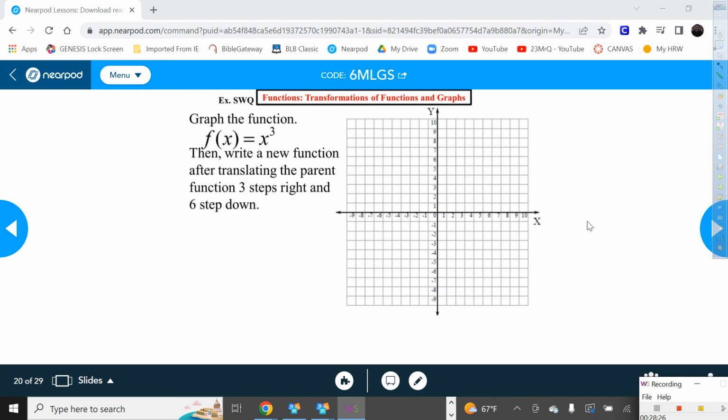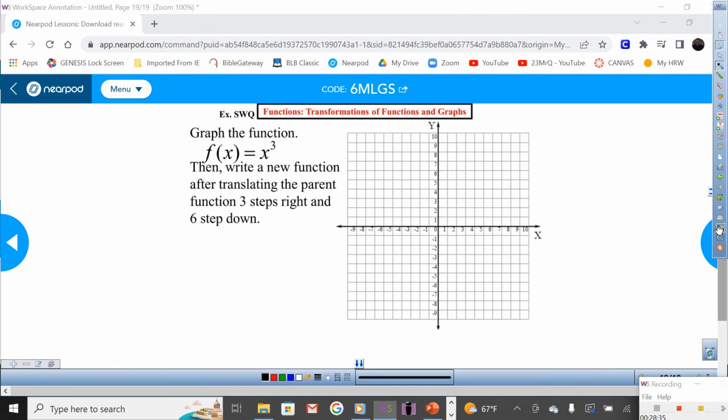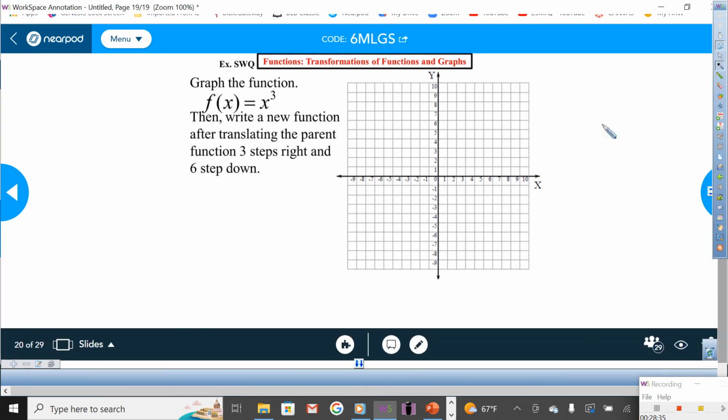Let's graph this together. The first 2 points you're going to plot: by now you should know it's 0, 0, and 1, 1. Now how do I get the other ones? Well, let's go to the next value. What is the next value of x? 2. What is 2 cubed? 8, because 2 times 2 is 4 times 2, that's 8. So we go to 8.